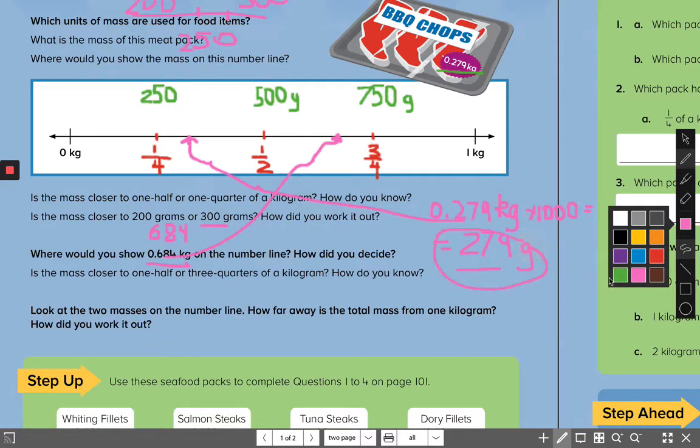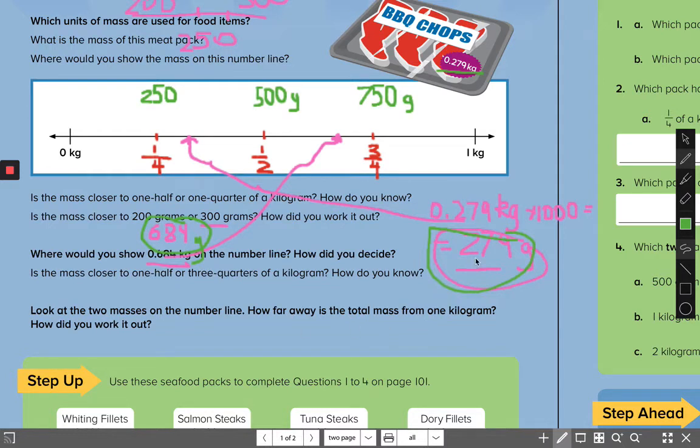So, oops, I was going to change it to green. These two values, and this one. So let's have a look at this. So we've got 684 grams and 279 grams. Okay, let's get our estimation skills out and have a look how close to 1 kilogram it's going to be.